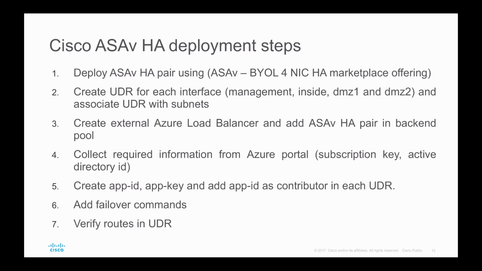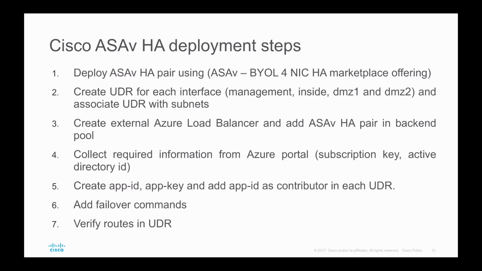external load balancer. In this video, I will collect some information from Azure portal, like subscription ID, Active Directory key or directory key, and then I will create app ID, app key, and associate this app key as a contributor in each UDR, so that HA agent can initiate REST API calls and make changes in the route table.